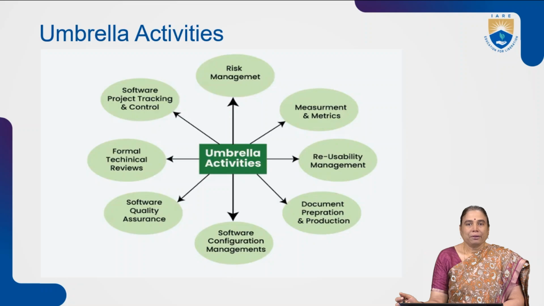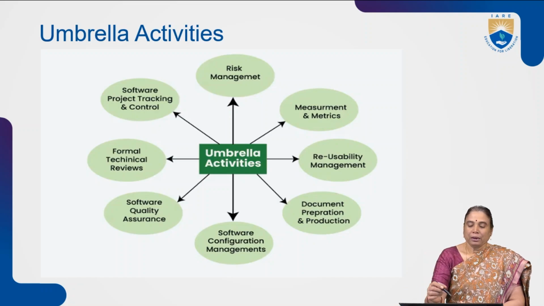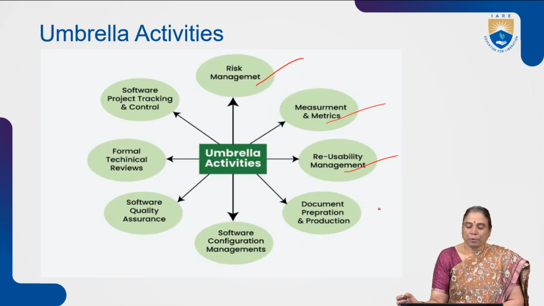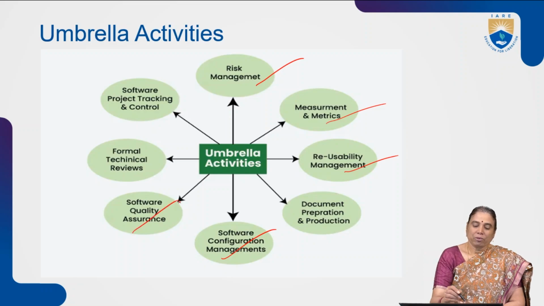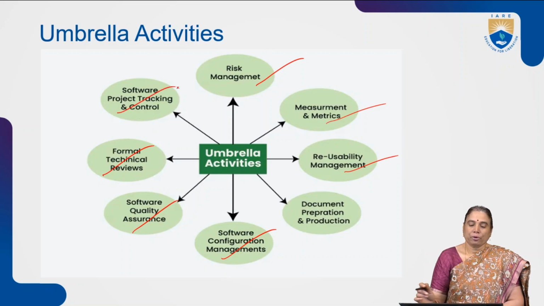The umbrella activities are generally risk management to assess the risk and plan the risk mitigation plans, measurement and metrics to quantify the work progress, reusability management, documentation preparation and production, software configuration management or the change management, software quality assurance, formal technical reviews, software project tracking and controlling.